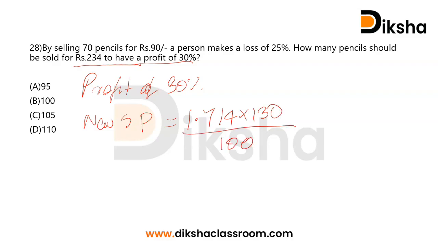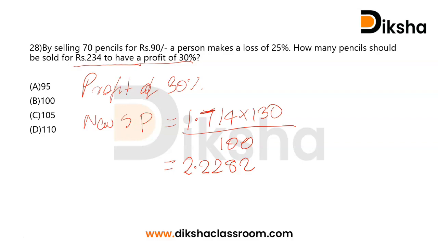When there is a 25% loss, it will become 75. When there is a 30% profit, it will become 130. So 1.714 into 130 by 100, you get it as the new selling price of the pencil, which is 2.2282. We have the original cost price as 1.714. So as to have a 30% profit, you have to sell the pencil for 2.2282.